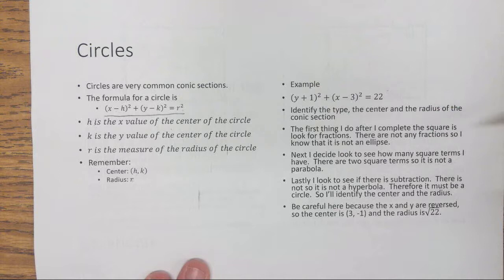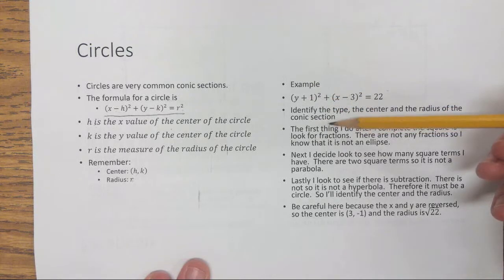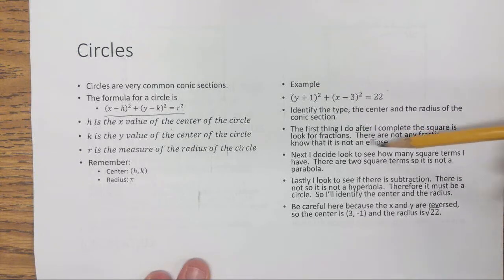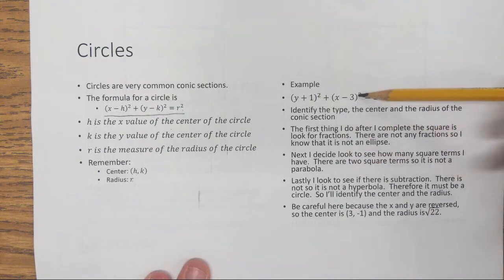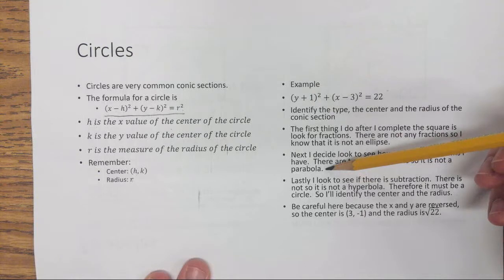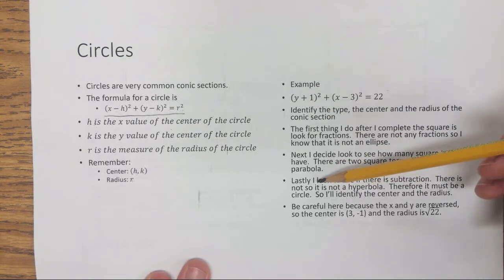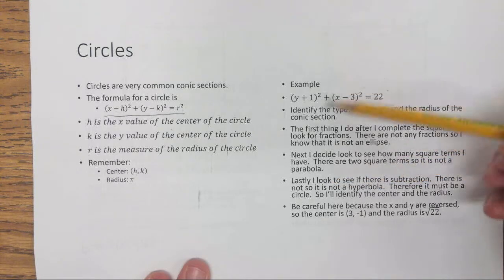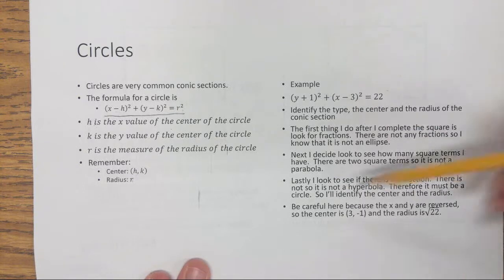It's a circle here because the first thing I do after I complete the square is look for fractions. There are not any fractions, so I know that it is not an ellipse. Typically, if you have an ellipse, it's going to have some kind of fractions in it. Then I decide to see how many square terms I have. There are 2 square terms, so it's not a parabola. Parabolas only have 1 square term. Lastly, I look to see if there is subtraction. There is not, so it is not a hyperbola. If this was minus in the middle, it would be a hyperbola. So it must be a circle.